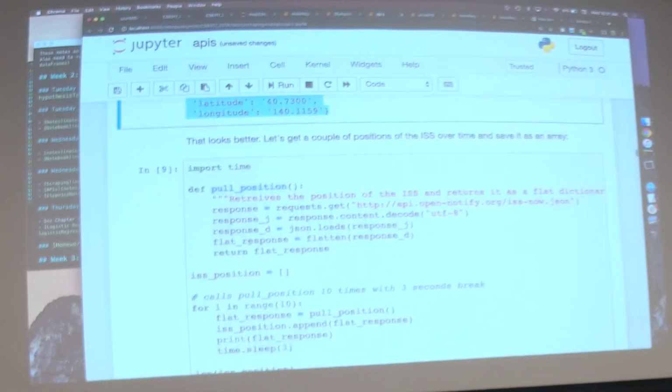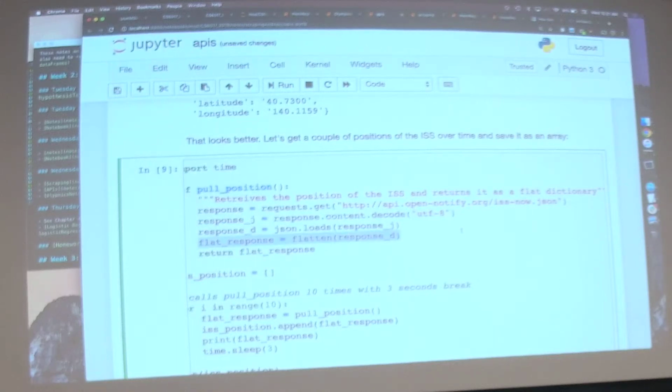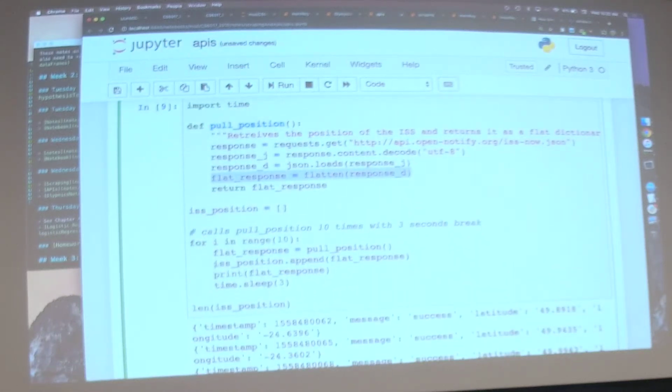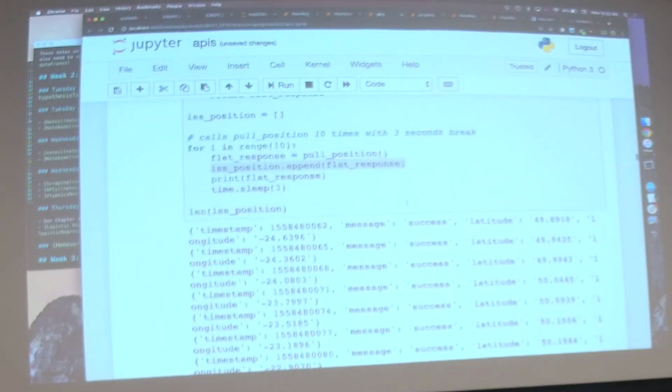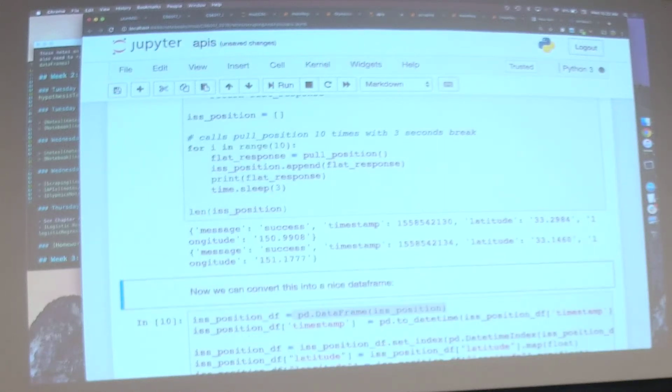So what we're going to do is get the space station coordinates every couple of seconds, and then put it into pandas, and then we can plot it. We're going to get the location, decode it as JSON, flatten it so that we can put it in our data frame and it has the right fields. We're going to make a list of these, and then we'll make a data frame out of that list of positions. So here we go, it's moving.